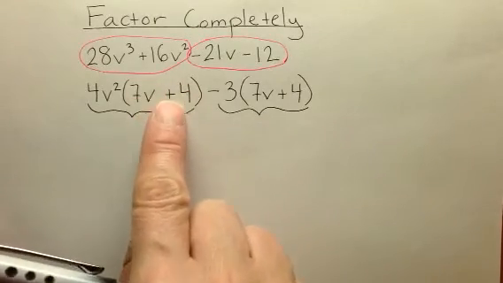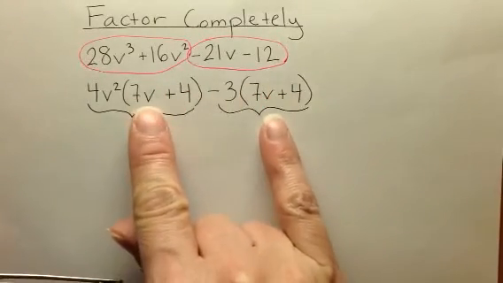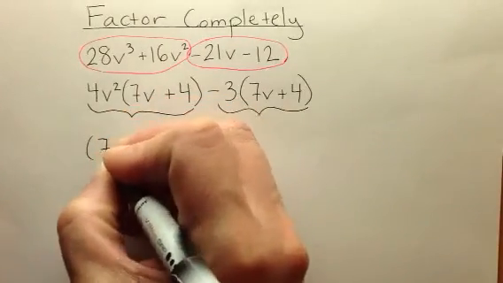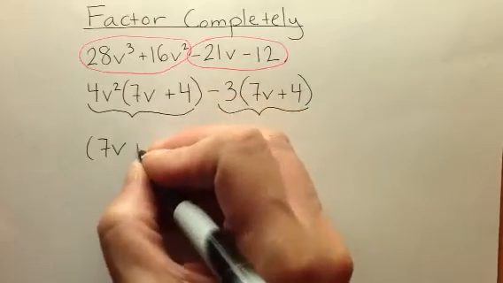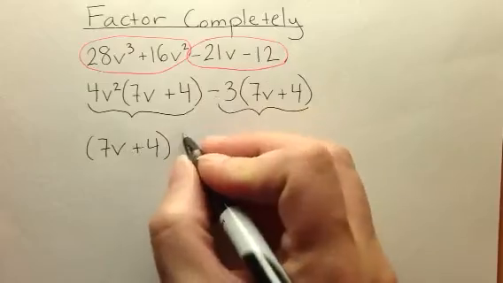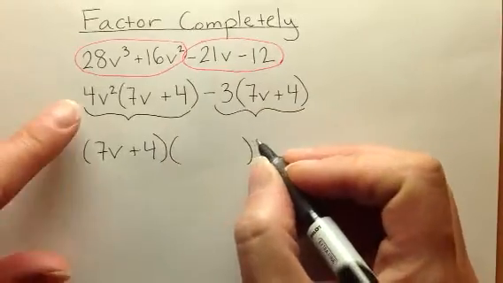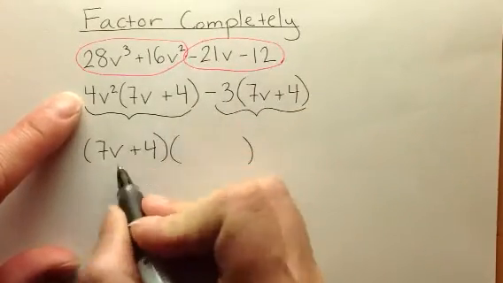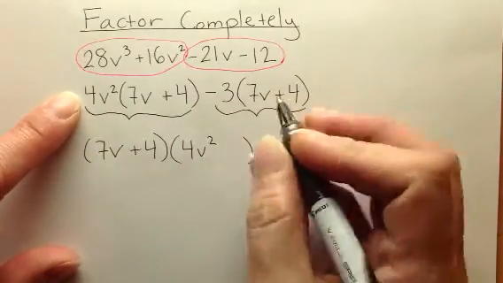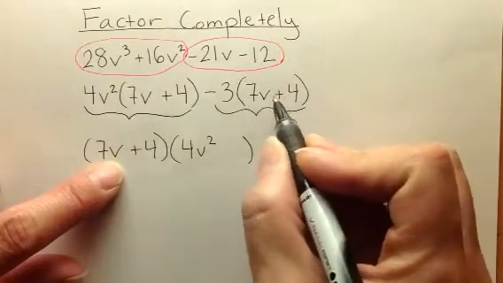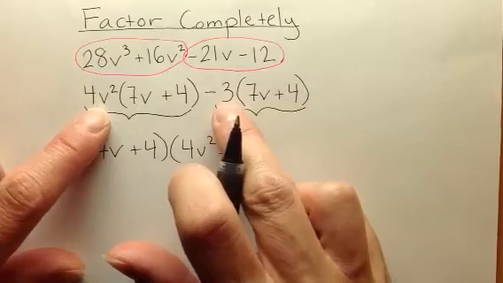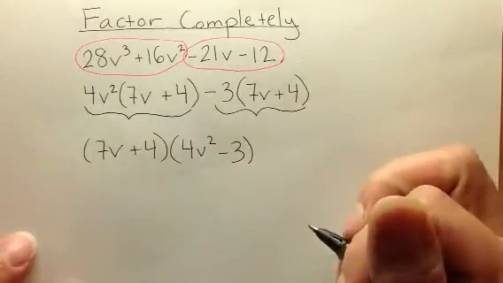In this term and this term, I have the same binomial. So I'm going to now factor that out. So 7v plus 4, the sum of 7v and 4, and then what do I multiply that by to get back to this last part? Well, this times 4v squared, and this times negative 3. It's always going to be those 2 coefficients of the binomial.